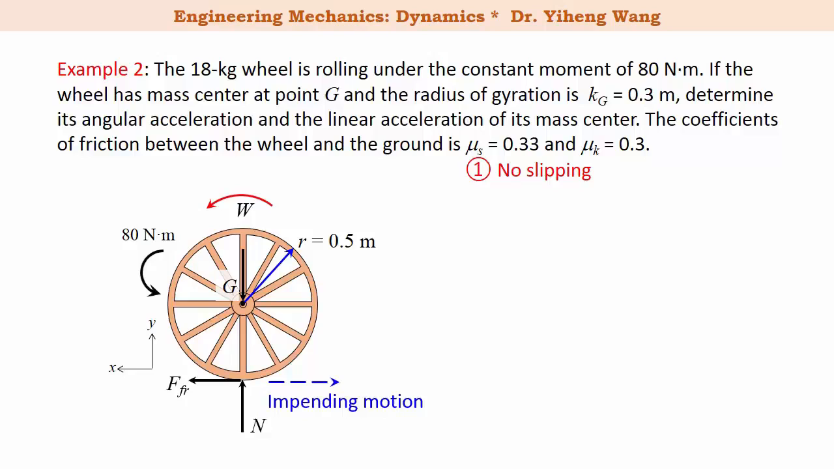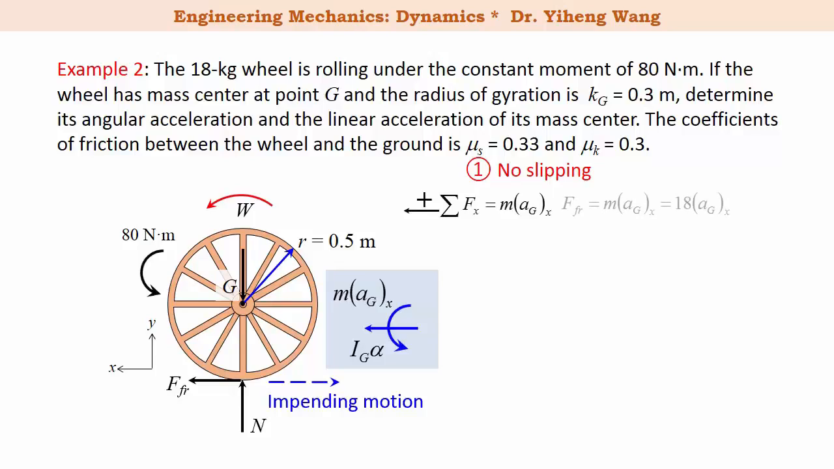Therefore, the frictional force exerted by the ground to the wheel points to the left. And this completes the free body diagram, and we can draw a simplified version of the kinetic diagram, recognizing that there is no motion along the vertical direction. Now we are ready to write our equations of motion. Resultant force along the x direction: there is only one force along the x direction, which is the frictional force, and that equals the mass of the wheel times the linear acceleration of its gravitational center along the x direction, agx. Resultant force along the y direction equals 0.